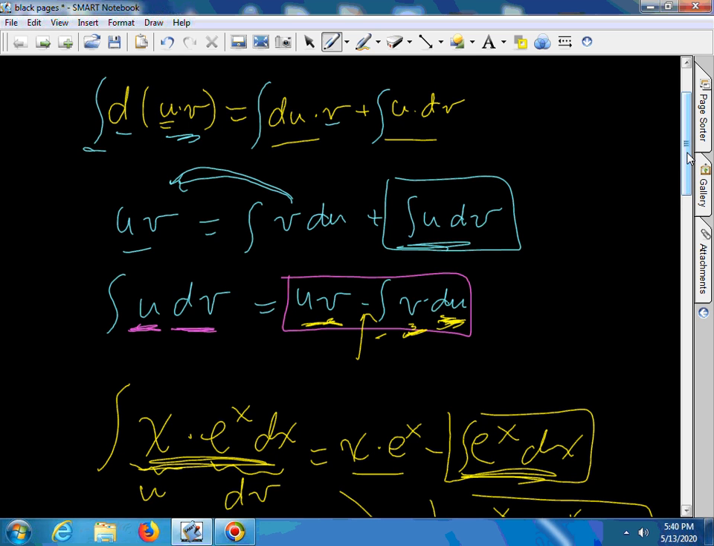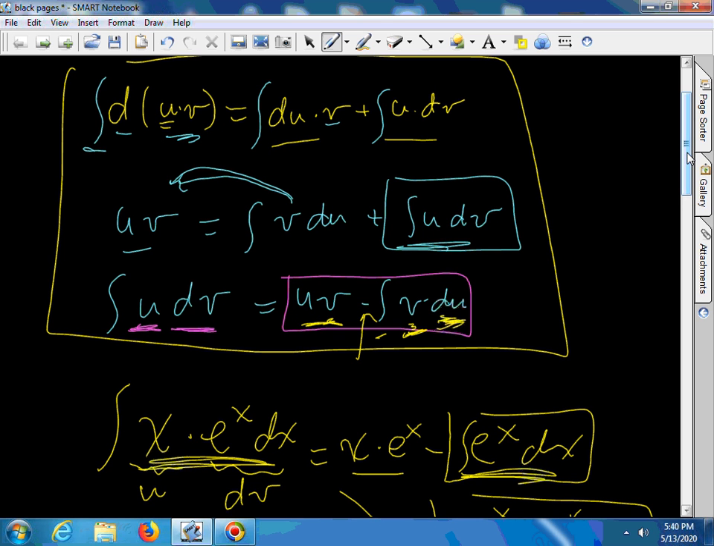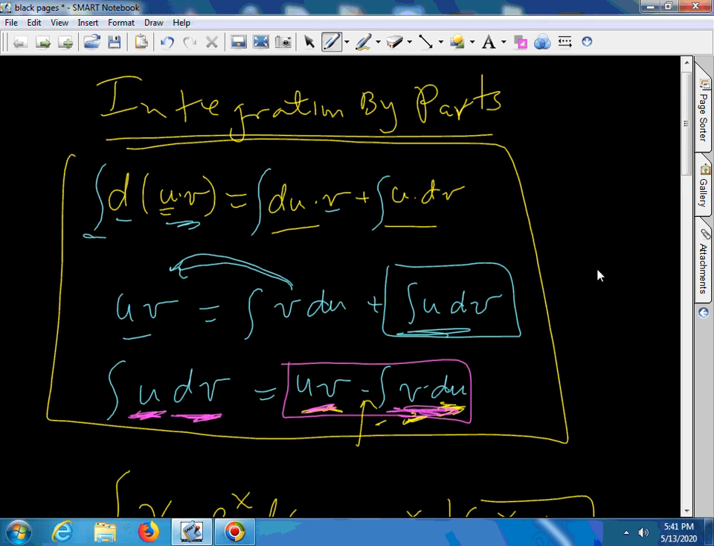And what's above is the proof that the integral of u dv is uv minus the integral of v du. It's not magic. It follows immediately from the product rule.